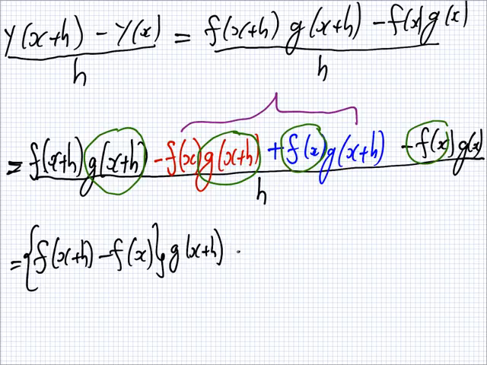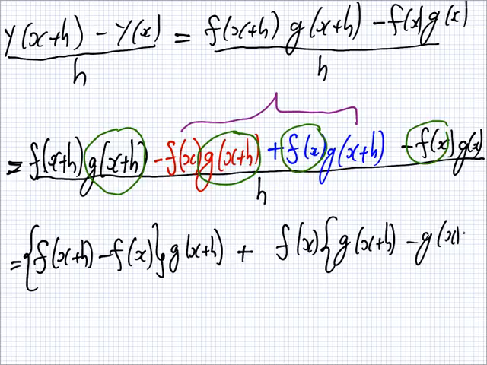And then from the second pair, I'll take out the fx, and I'm left with gx plus h minus gx. And this is all over h. So each of them divide by h then. There's only one step left, and then we have the rule.